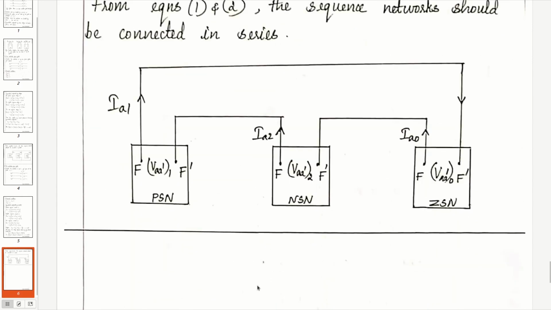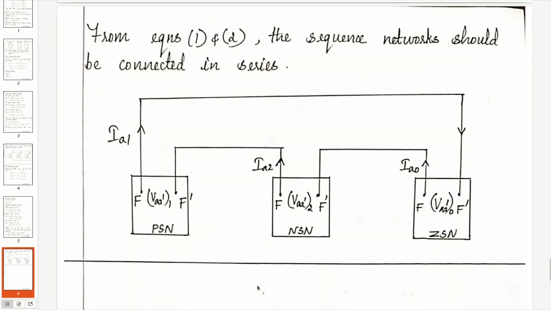Okay, so in the case of a two open conductor fault, the three sequence networks should be connected in series. So this is the positive sequence network, negative sequence network, ZSN means zero sequence network. We have indicated the open fault sites as F and F'. Okay, so VAA'1, VAA'2, VAA'0. Since it is a series connection, the same current flows, a single loop, single path current.